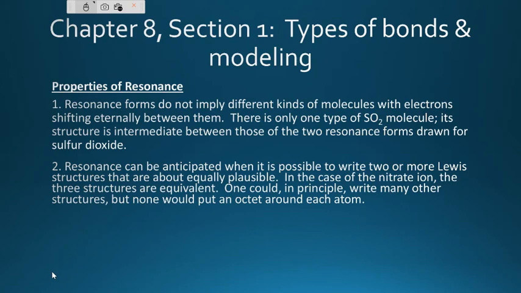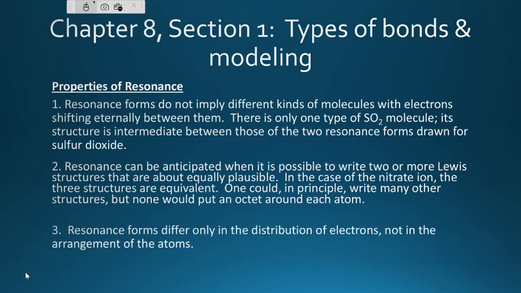We can anticipate when it's possible to write two or more Lewis structures that they're about equally plausible. There is no right answer with this. In the case of the nitrate ion, there are three structures that are equivalent. One could write many other structures, but as long as we got the octet, we really couldn't achieve that. Resonant forms differ only in the distribution of the electrons, not in the arrangement of the atoms.